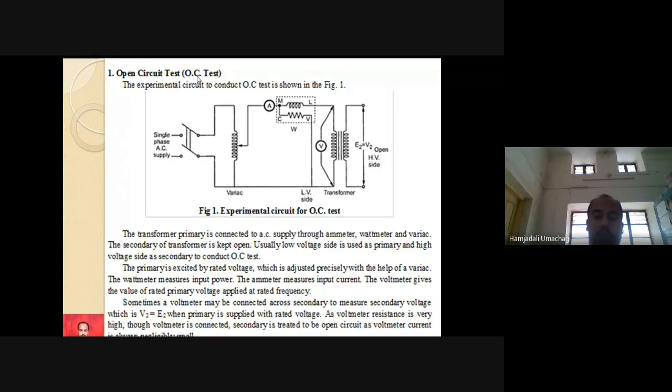Is it clear, all of you? Apply single phase AC supply, then vary the variac or single phase auto transformer. How long do you have to vary? Till your voltmeter reads the rated voltage of that corresponding transformer. Once it reads rated voltage, note down the no load current I0, no load power W0, and no load voltage V0. Is it clear, all of you?